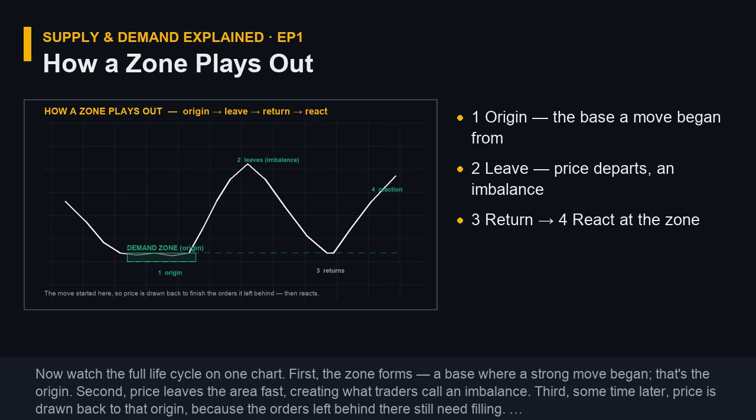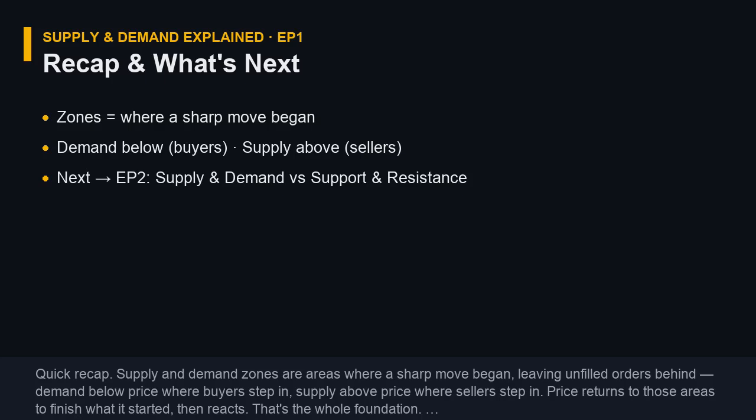Quick recap. Supply and demand zones are areas where a sharp move began, leaving unfilled orders behind. Demand below price where buyers step in, supply above price where sellers step in. Price returns to those areas to finish what it started, then reacts. That's the whole foundation. Next episode, we tackle the question everyone asks. How is this different from plain support and resistance? The answer, a zone beats a line, is where this method starts to pay off.